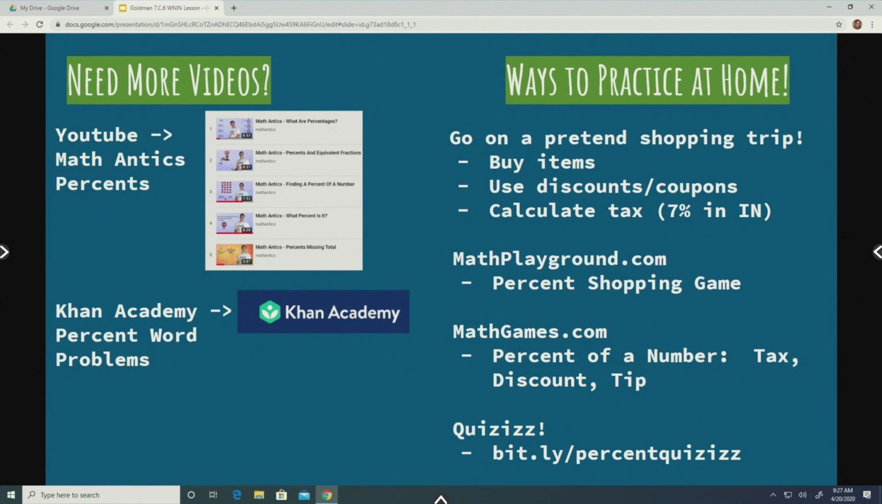If you're looking for a game, if you go to mathplayground.com and search percent shopping game, you're taking items and you're figuring out discounted prices with those. Go to Mathgames.com and search percent of a number, tax, discount, and tip. You're going to find more example problems like the ones that we've done.